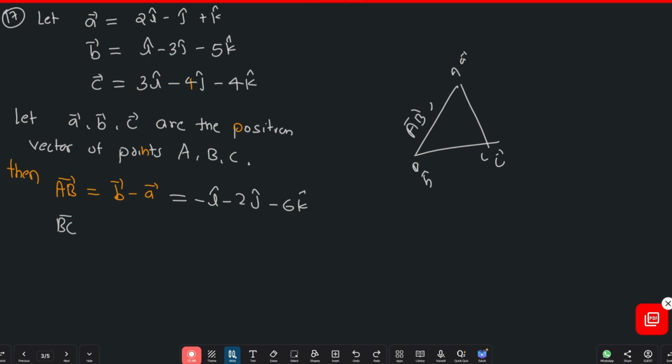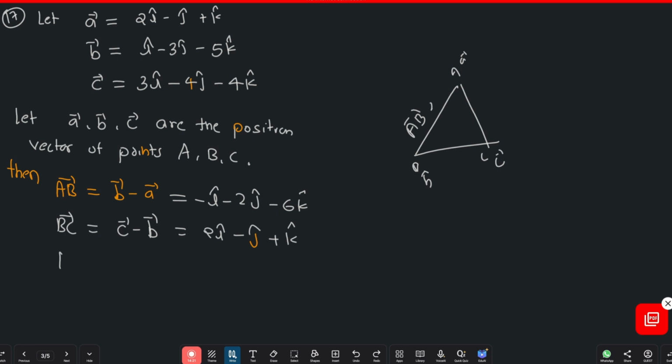And BC vector is C vector minus B vector. So 3 minus 1, 2i. Okay. And minus 4 minus 3 plus 3, minus 4 plus 3 is plus 1, so minus j cap. Plus k cap. Yes, you are correct, because minus 4 plus 3.